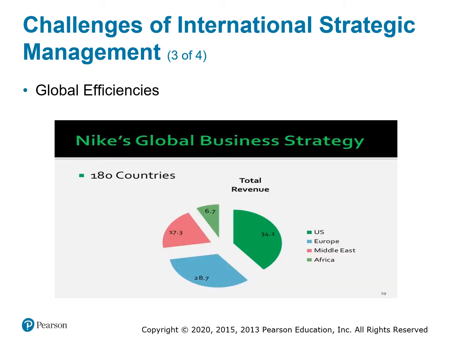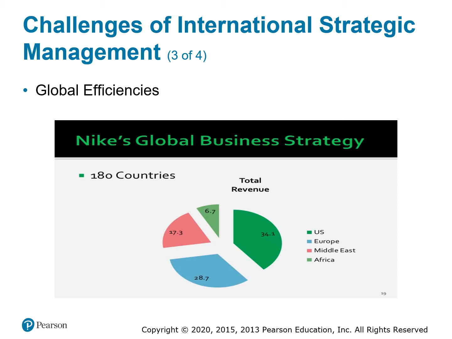Here are some of the challenges of international strategic management. Global efficiencies. This includes firms locating their facilities anywhere in the world that will yield them the lowest production cost or lowest distribution costs that best improves the quality of service they offer to customers.